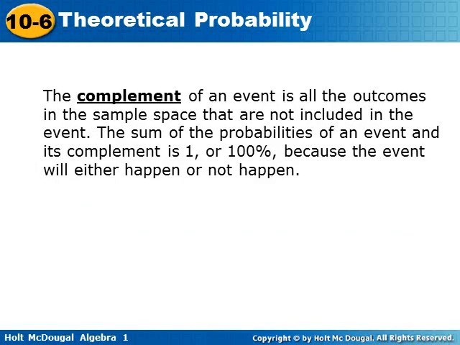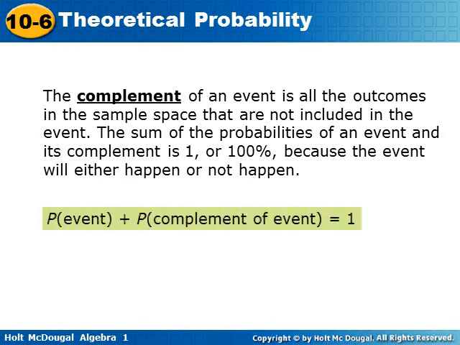The complement of an event is all the outcomes in the sample space that are not included in the event. The sum of the probabilities of an event and its complement is 1 or 100% because the event will either happen or not happen. So when you combine how many times it happens versus how many times it does not happen, it will always be 100% of what you ended up doing, rolling a die or flipping a coin. The probability of the event plus the probability of the complement of the event is always going to equal 1.